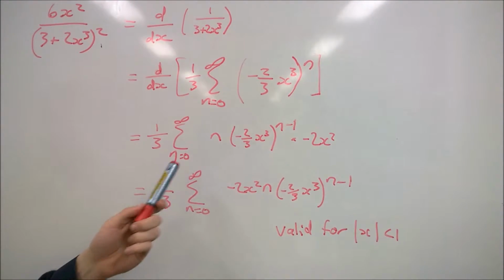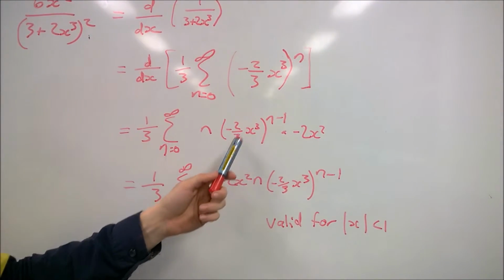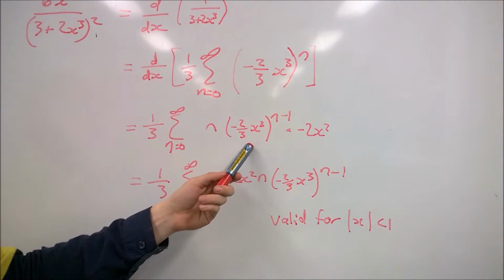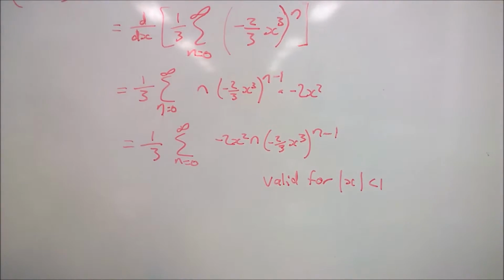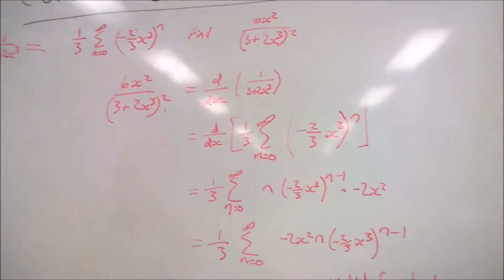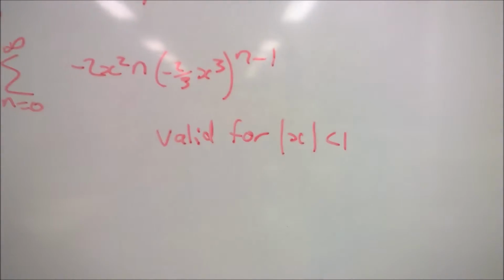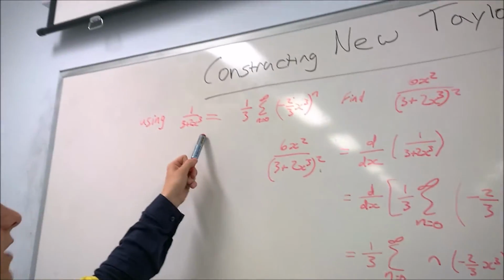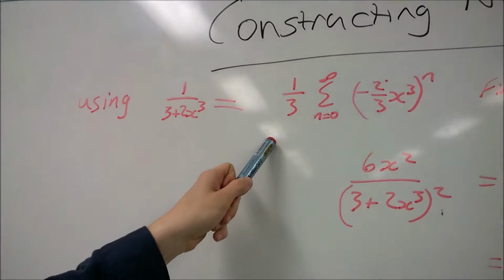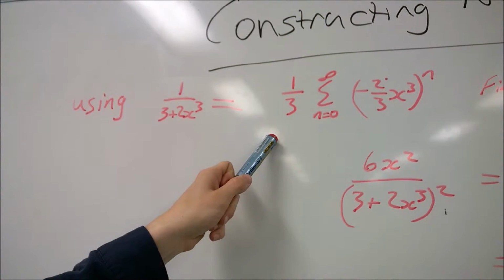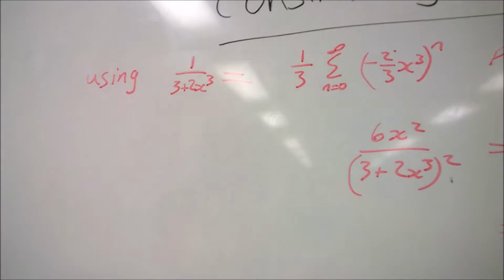Take the 1 1/3 in the front, bring the power down, multiply by the inside of the brackets, and you end up with this new Maclaurin polynomial for that function. This polynomial is only valid for absolute value of x less than 1, because of this value which we found, this polynomial in A, which was only valid for that same condition.